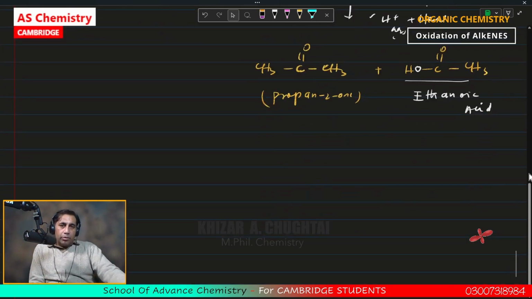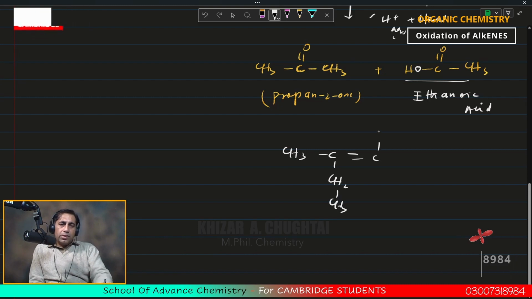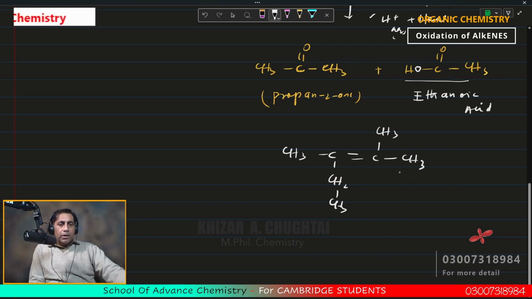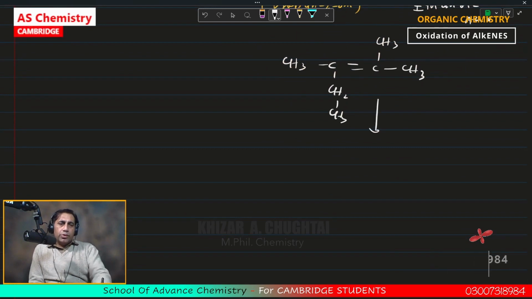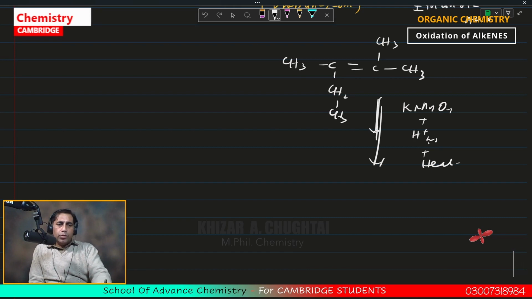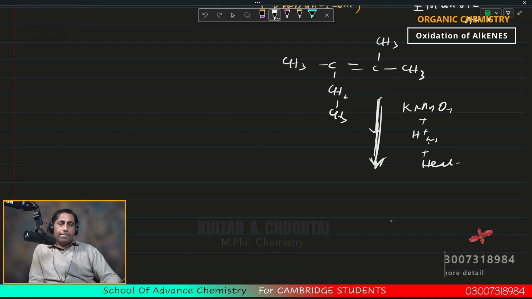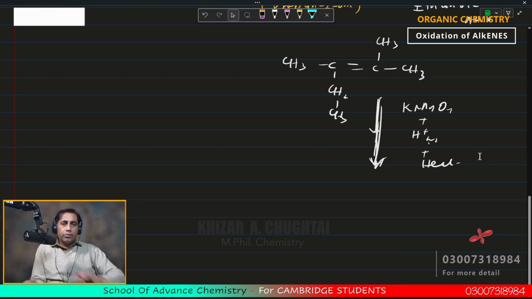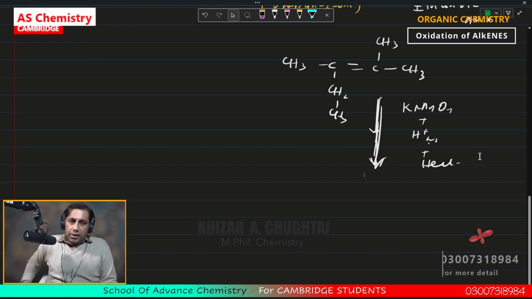Let's see. I'm going to write another example. For example, I have CH3CH2CH3 double bond, with CH3 and CH3 on the other side. Again, I'm going to add KMnO4, acidified with H+ ion, aqueous, and I'm going to heat as well. So what is supposed to form over here? Just try yourself to find the answer.